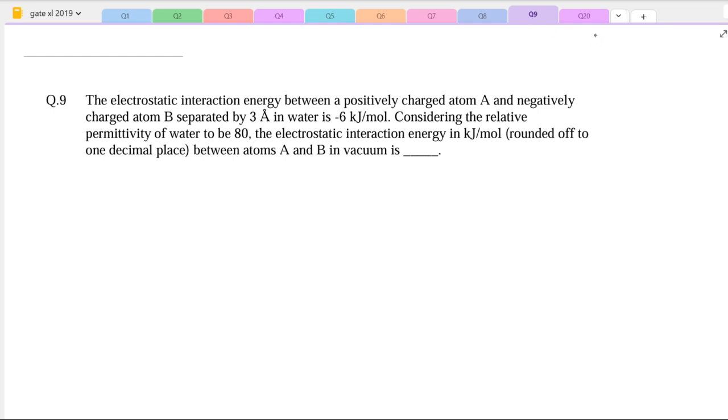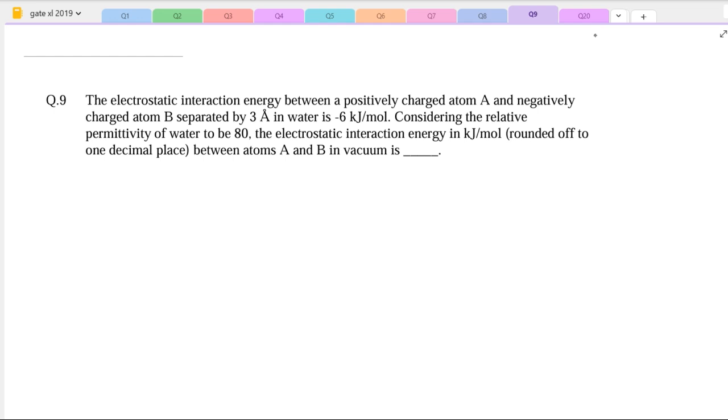The electrostatic interaction energy between a positively charged atom A and a negatively charged atom B separated by 3 angstrom in water is minus 6 kJ per mole. Considering the relative permittivity of water to be 80, the electrostatic interaction energy in kJ per mole, rounded off to 1 decimal place, between atoms A and B in vacuum is.